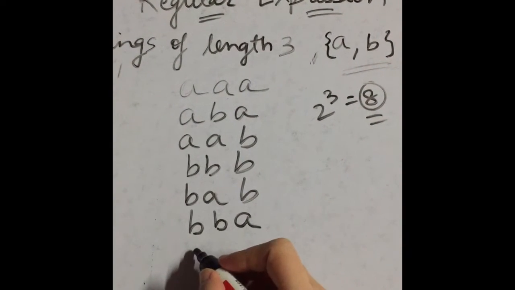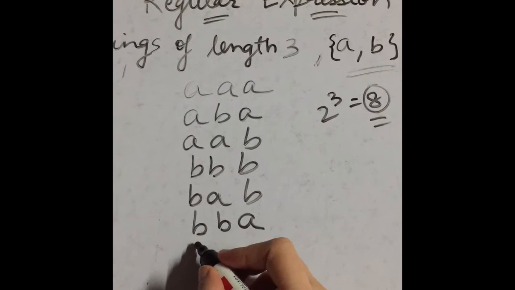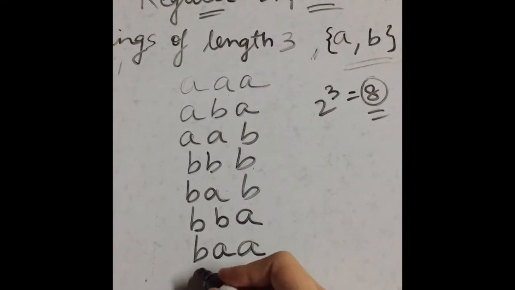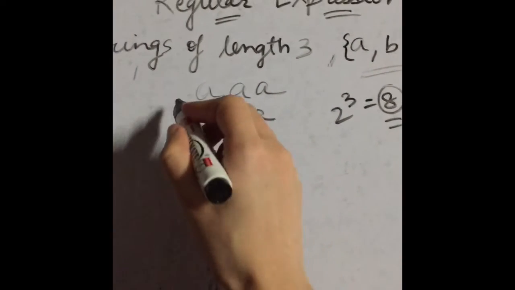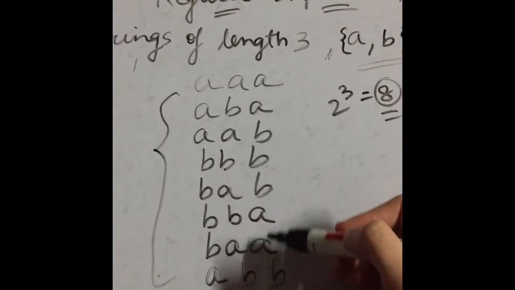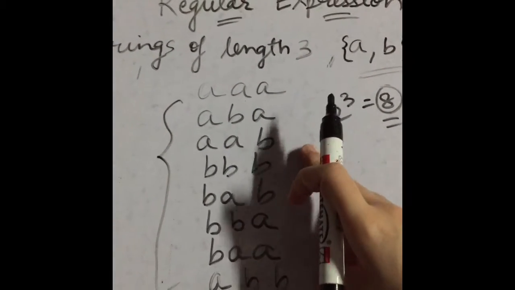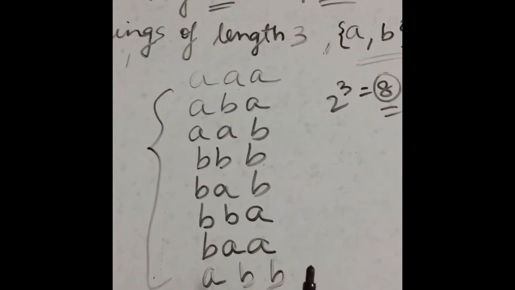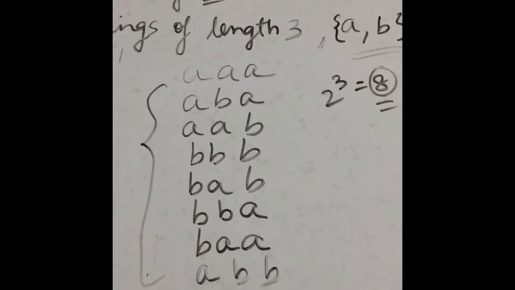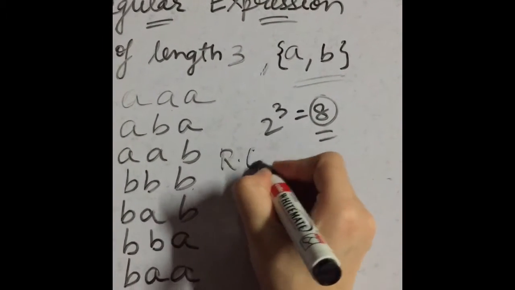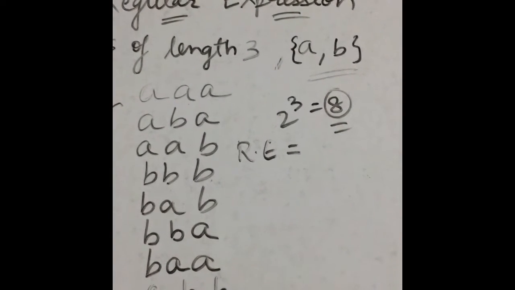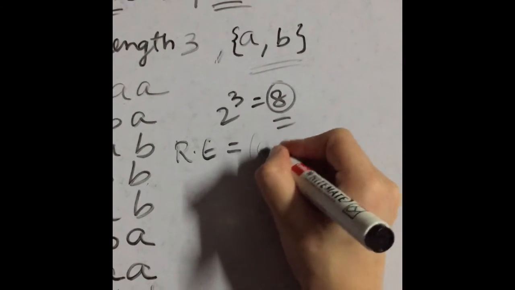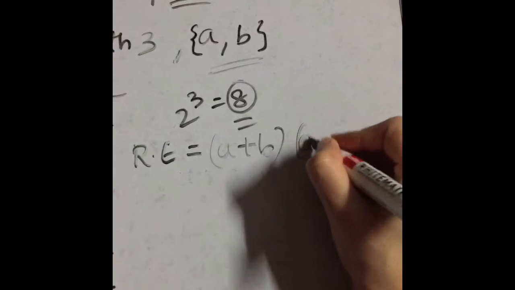BBA, now BAA, and one more which is ABB. So these are the 8 strings which are possible, and this is finite. And I already told you that for a finite language the regular expression is simply union or addition. So add all these 8 strings, and after minimizing it, you get something like that.